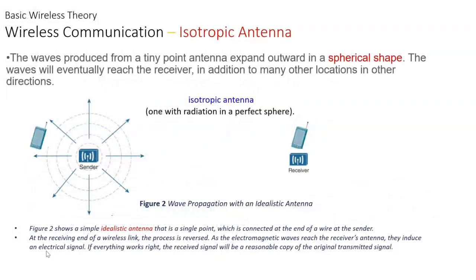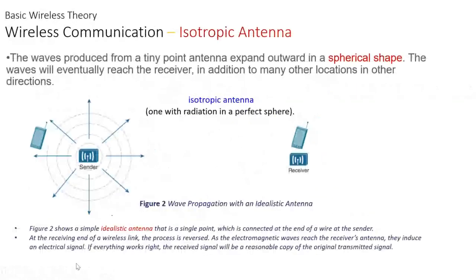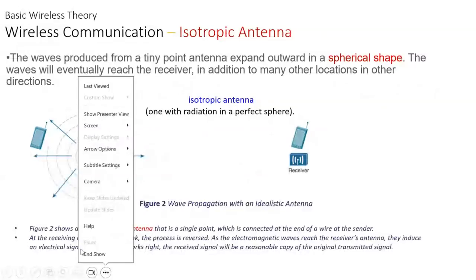So, isotropic antenna. What is isotropic antenna? The isotropic antenna is a theoretical antenna that radiates power uniformly in all directions. So it is a theoretical antenna, not a real antenna. It is a theoretical antenna that radiates power, as you can see here in this figure, in all directions.